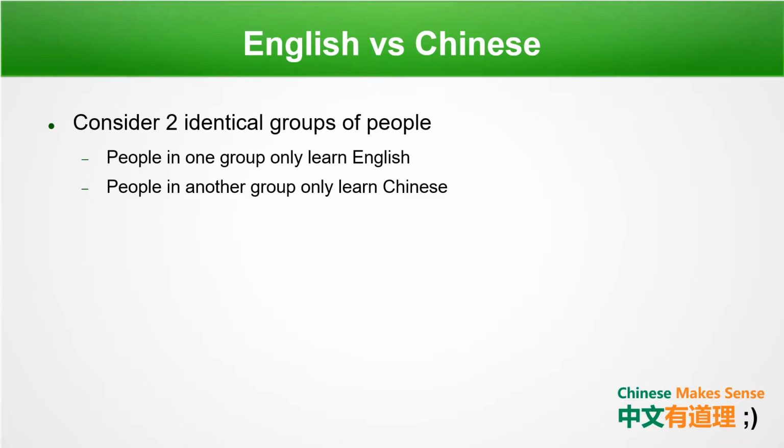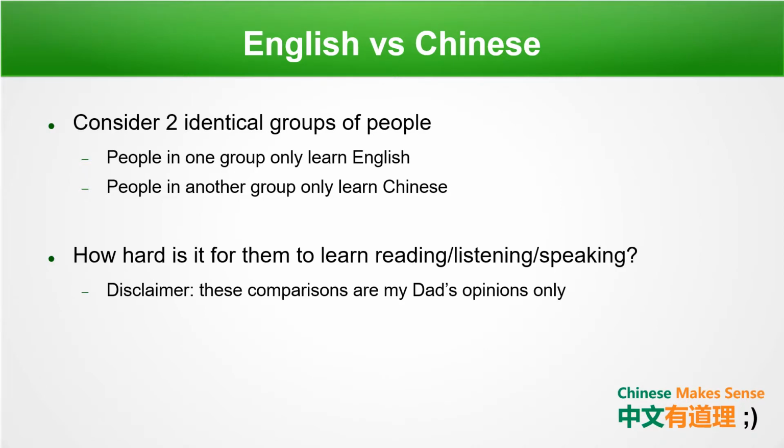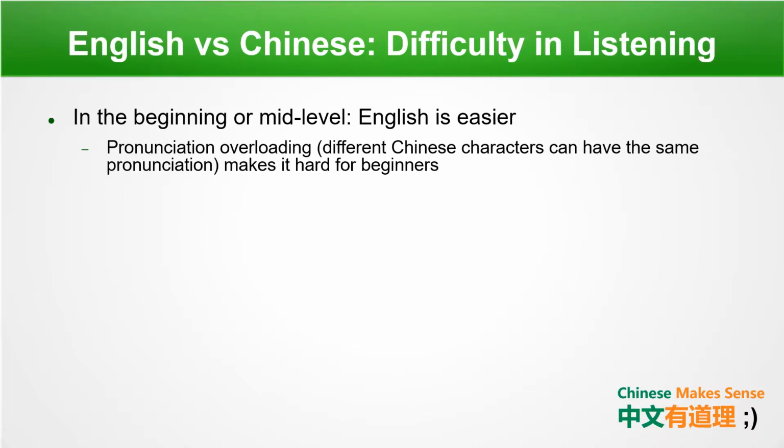To further compare English and Chinese, let's consider 2 identical groups of people. People in one group only learn English, and people in the other group only learn Chinese. How hard would it be for them to learn different aspects of language, like reading, listening, speaking? By the way, these comparisons are my dad's opinions only. First, let's compare difficulty in listening. In the beginning or mid-level, English is easier.